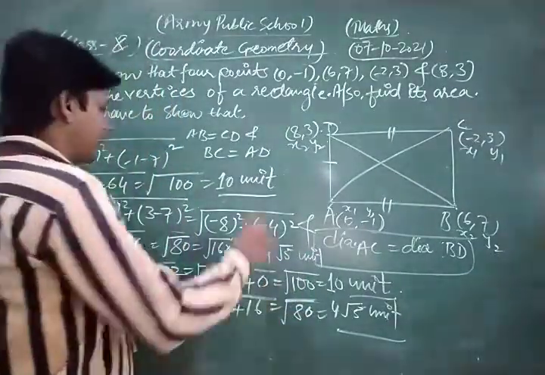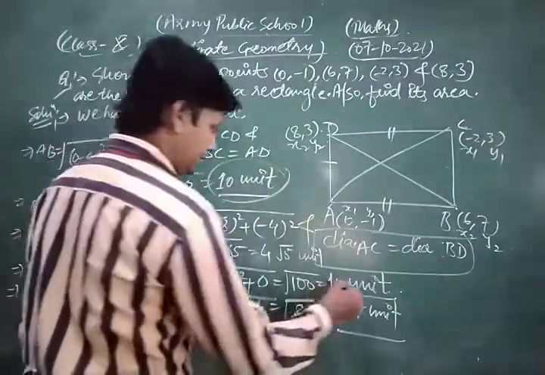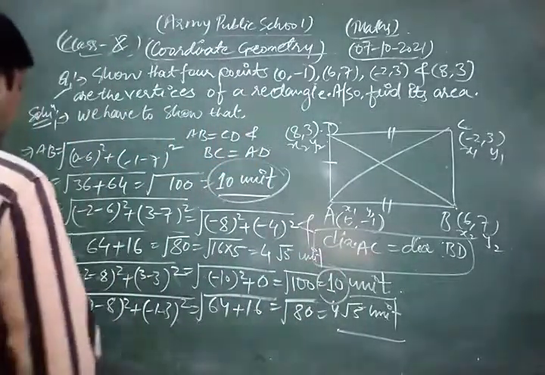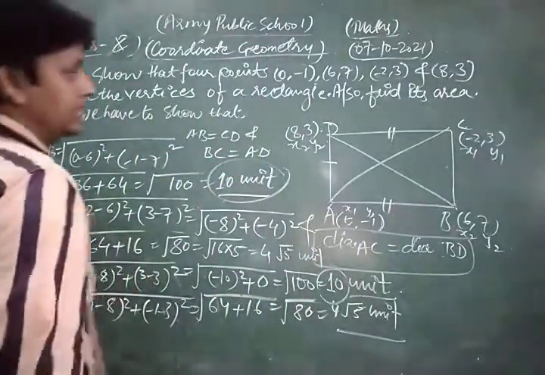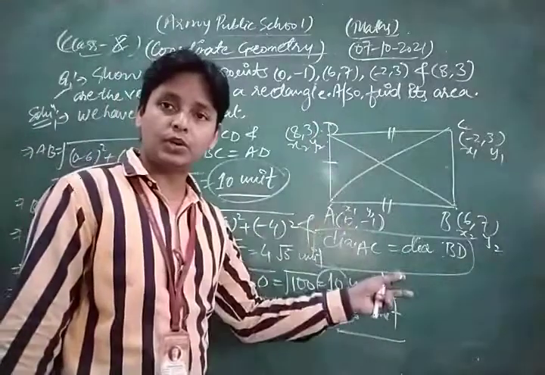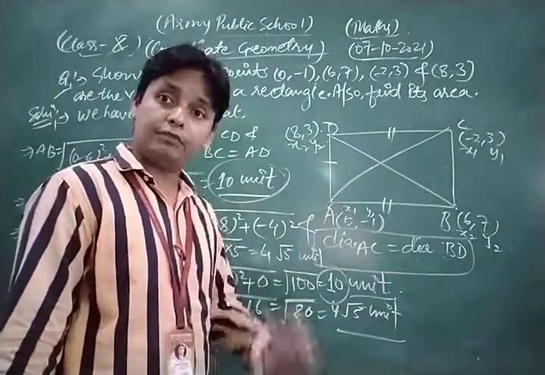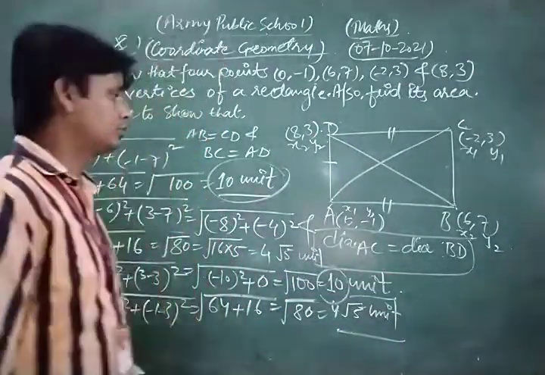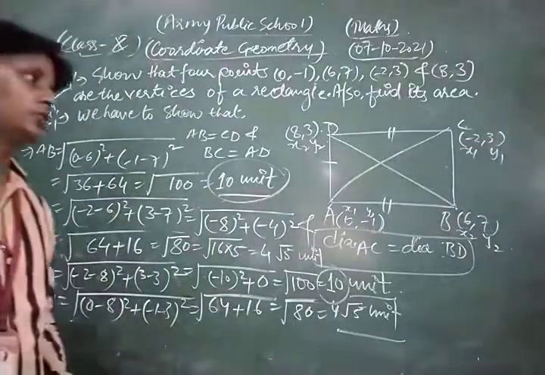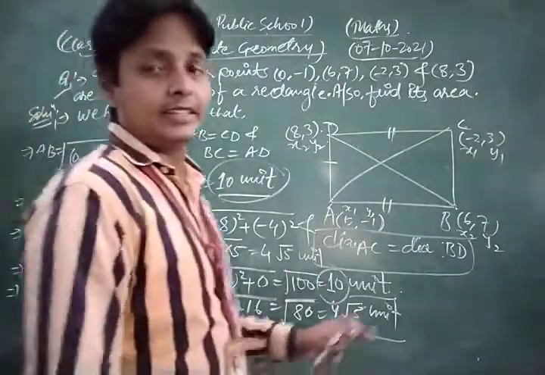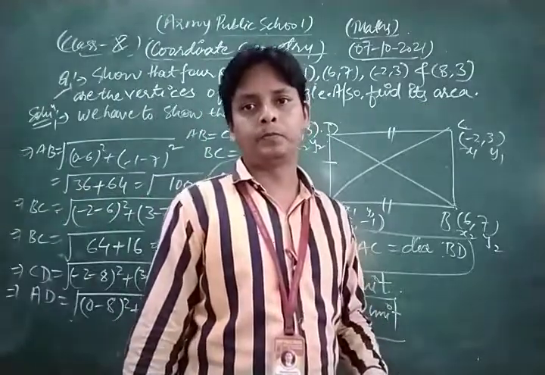So in this way, if we look at these results, dear friend, we observe that distance AB is the same as distance CD and distance BC is the same as distance AD. So in this way, opposite sides are equal. We also have to show that diagonals AC and BD are equal, then it is clear that these are the vertices of a rectangle.